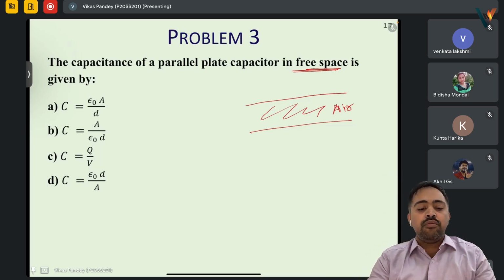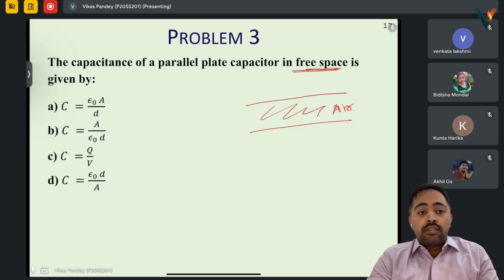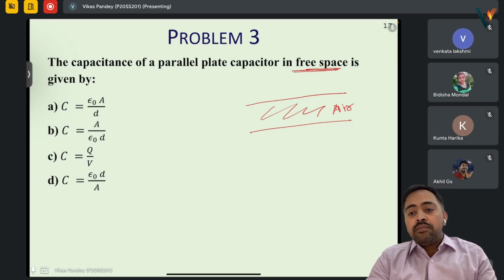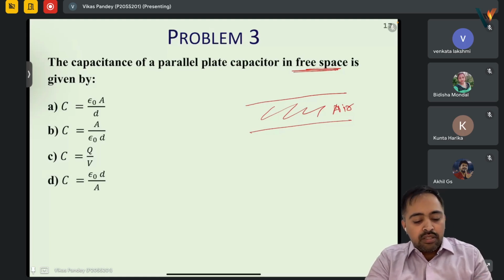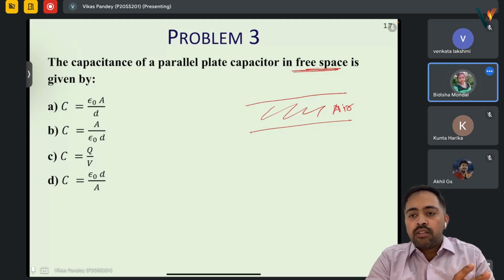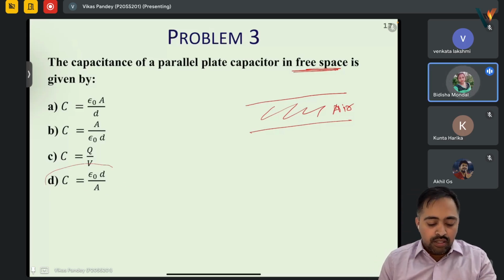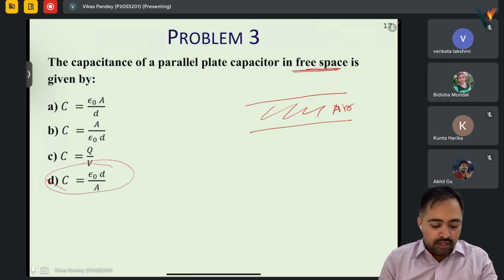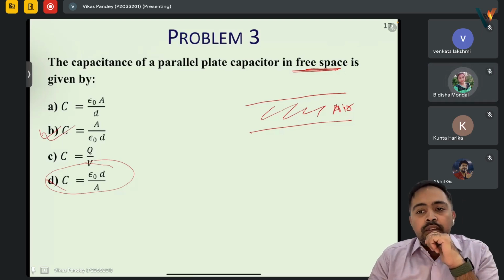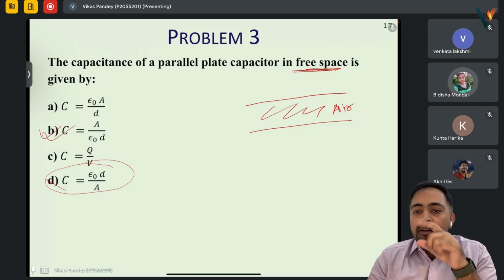What we discussed when we talked about capacitance: increasing the surface area will increase the capacitance or decrease the capacitance? Anyone? Akhil, are you there? Option D. Okay. No, sir, option B. Okay, fine. And any other answers?